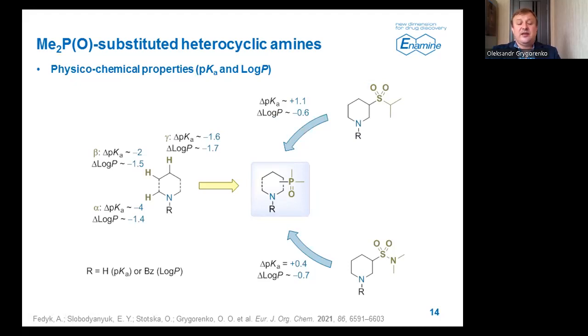So as you can see, the phosphine oxide unit indeed improves the compounds' hydrophilicity significantly, by about 1.5 points, which is more than the corresponding sulfur-containing groups. So the corresponding dimethylphosphine oxides are more hydrophilic than sulfones or sulfonamides. Meanwhile, the pKa is not changed so drastically as with sulfur-containing groups. So the pKa of the corresponding amines, although it is reduced considerably, is not reduced so much as in the case of corresponding sulfur-containing analogs.